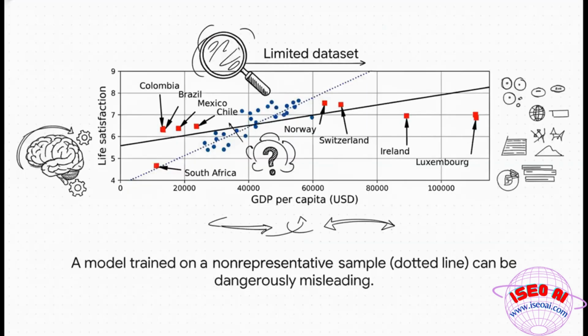This visual just perfectly nails the problem. That dotted line is a model trained on a pretty limited set of data. And it suggests a really simple rule: the richer a country is, the happier its people are. Simple. But then we add more representative data, the red squares, and we get the solid line. Whoa. The reality is way more complicated. Our first model wasn't just a little wrong, it was dangerously misleading.